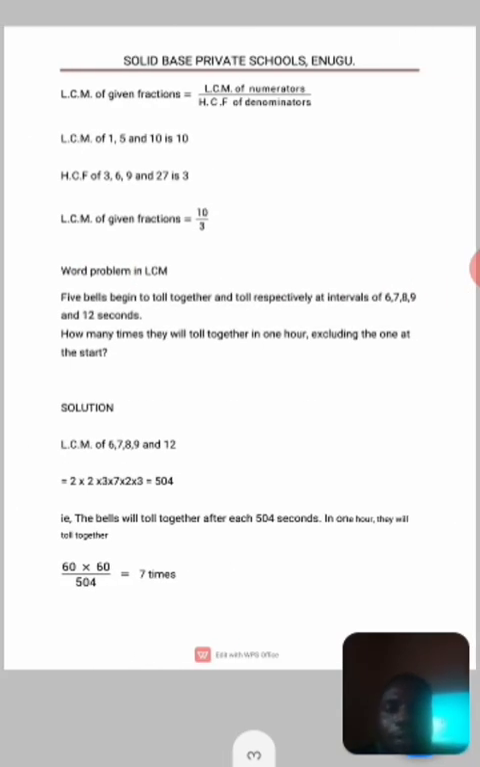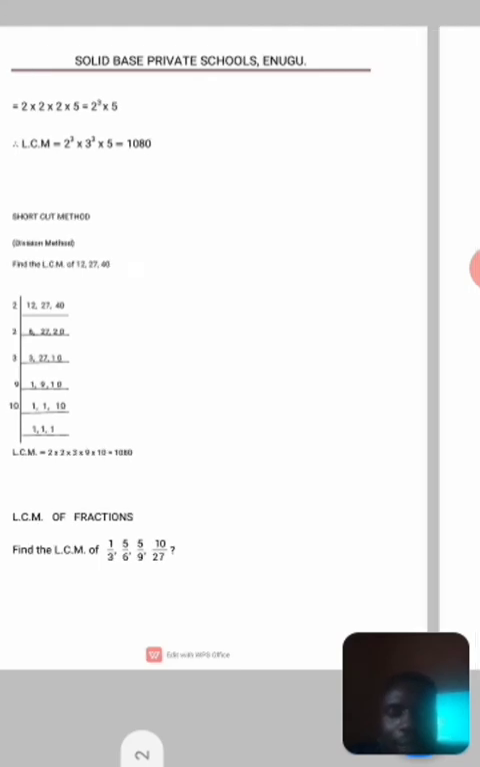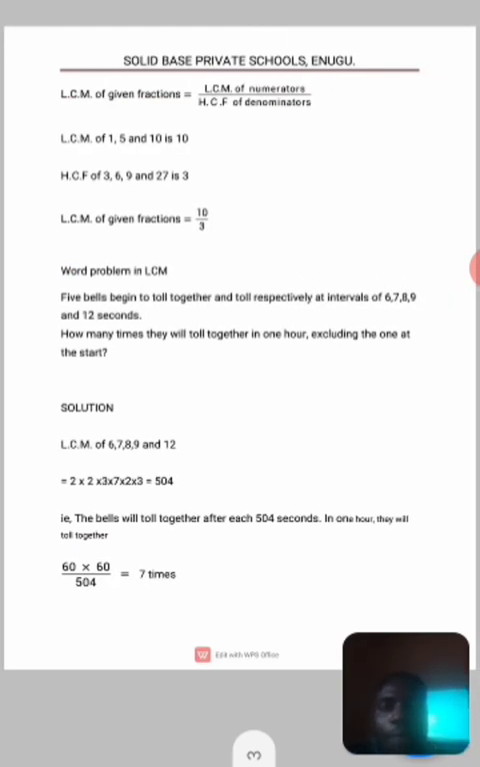Then the HCF of the denominators 3, 6, 9, 27. The HCF is 3. When you find the HCF, that is the highest common factor, the factor that is common among the listed numbers 3, 6, 9, and 27. The factor that is common there is 3. 3 can divide through 3, 6, 9, and 27. So the LCM of numerators is 10 and the HCF of denominators is 3. Okay, so the LCM of the fractions given is 10 over 3.